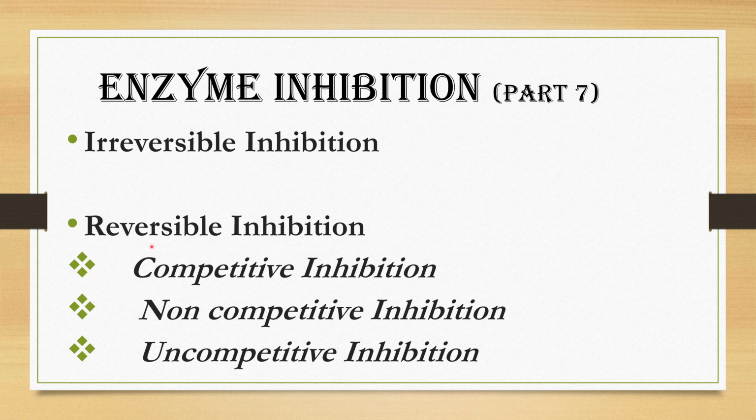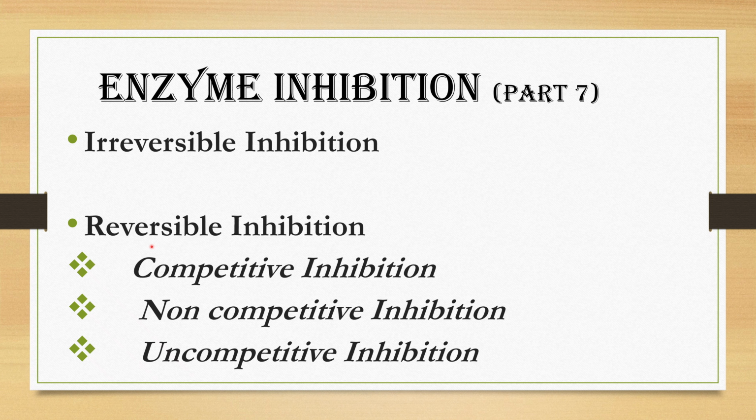Now, this diagram helps us understand how inhibitors bind to the enzyme. In competitive inhibition, the competitive inhibitor binds to the active site of the enzyme. The non-competitive inhibitor usually binds to the other side, not in the active site, which you call the allosteric site of the enzyme. An uncompetitive inhibitor usually binds to the enzyme substrate complex.